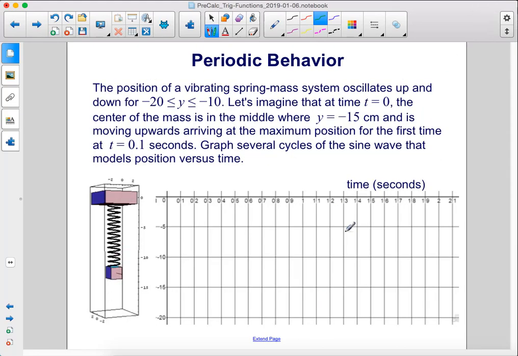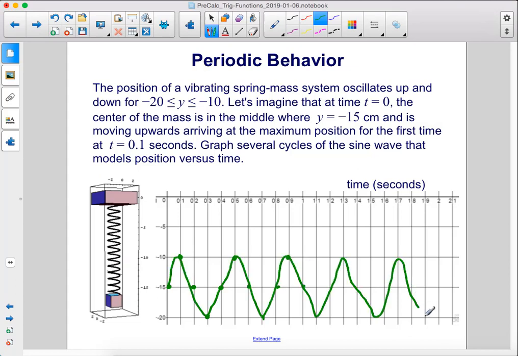Let's graph several cycles of the sine wave that models position versus time. At t equals 0, we are going to be at -15. That's our original position. And then at 0.1 seconds, we'll be at our maximum at -10. And then we'll be back at the midpoint, and so on. This is what our sine wave will look like. I'm not very good at drawing this, but you get the idea.